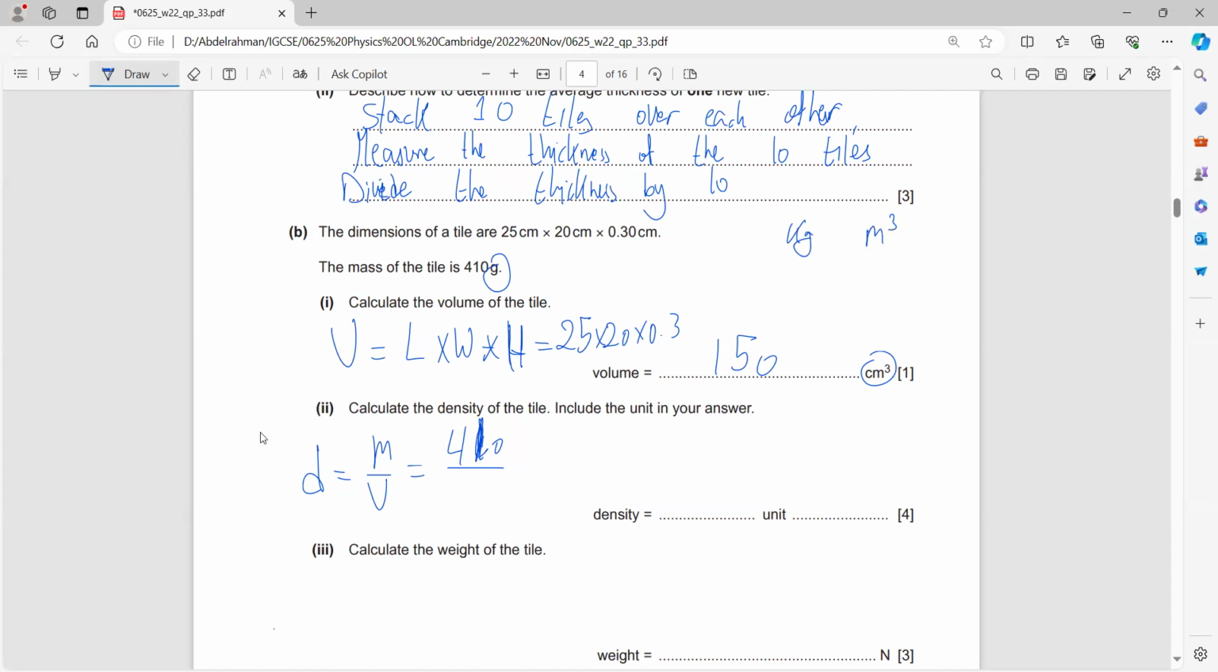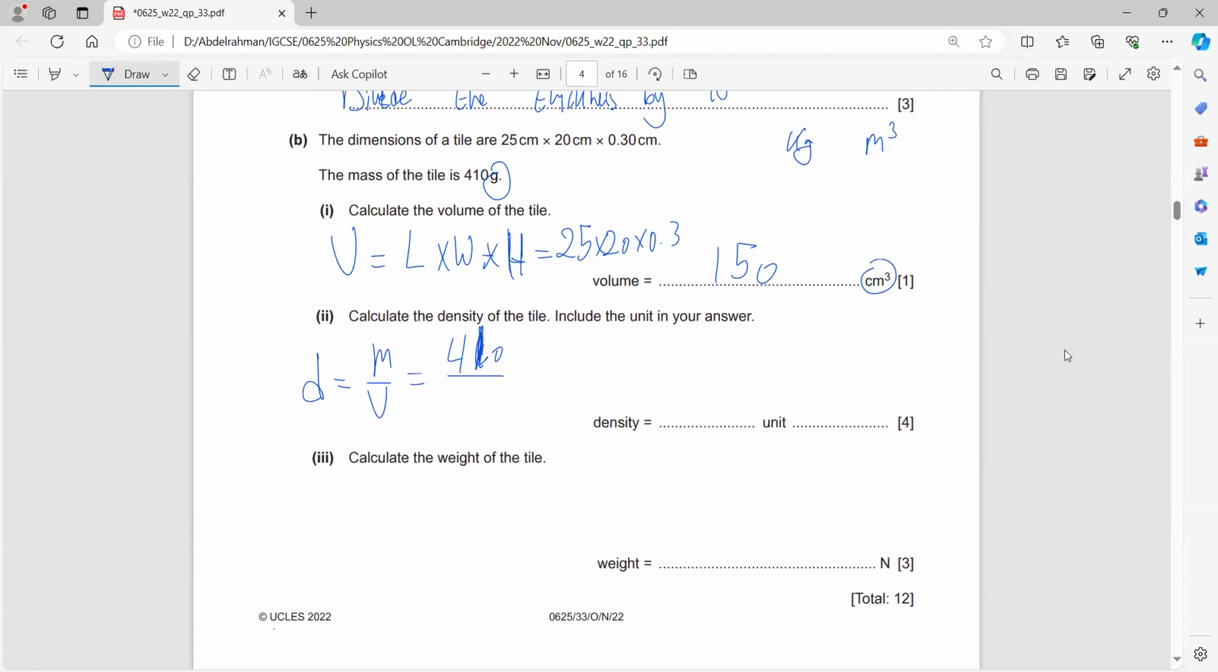It's okay. But when must I use kilograms? When the volume is in meters cubed. There's another case where I have to use kilograms: when we calculate weight. When we calculate the weight, we have to use kilograms.